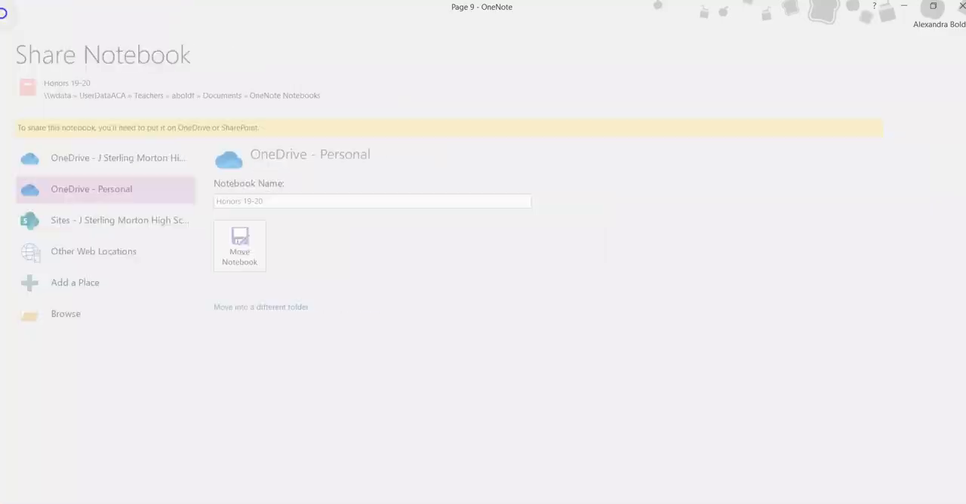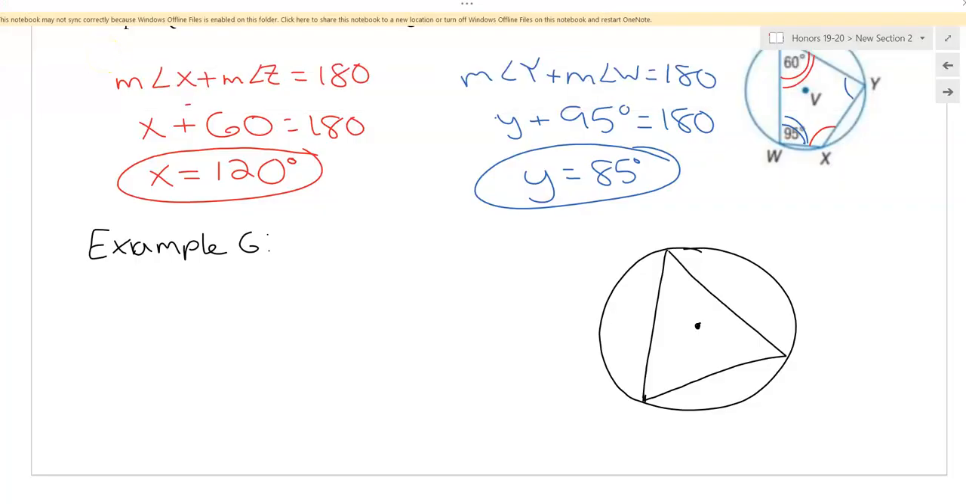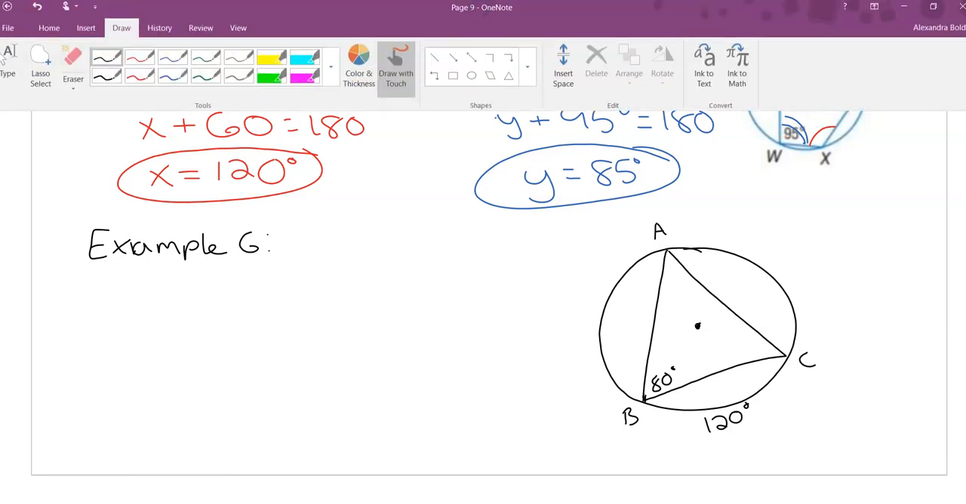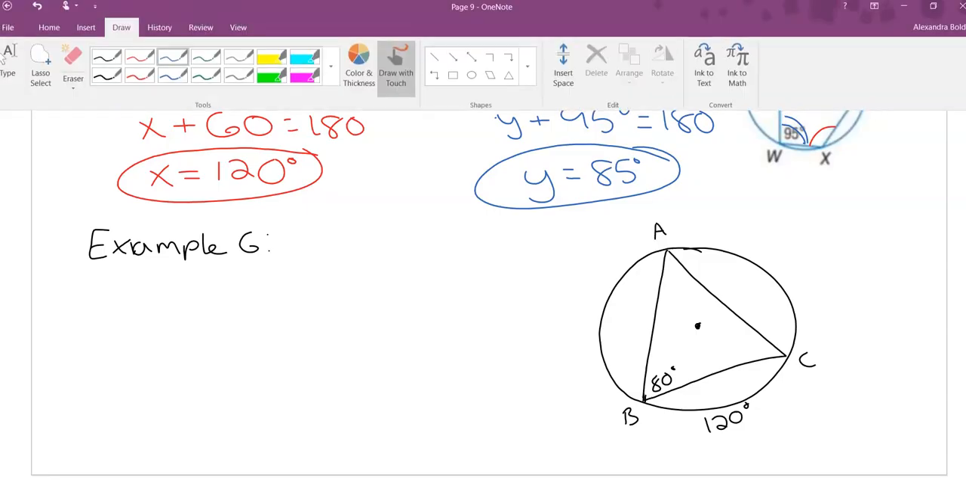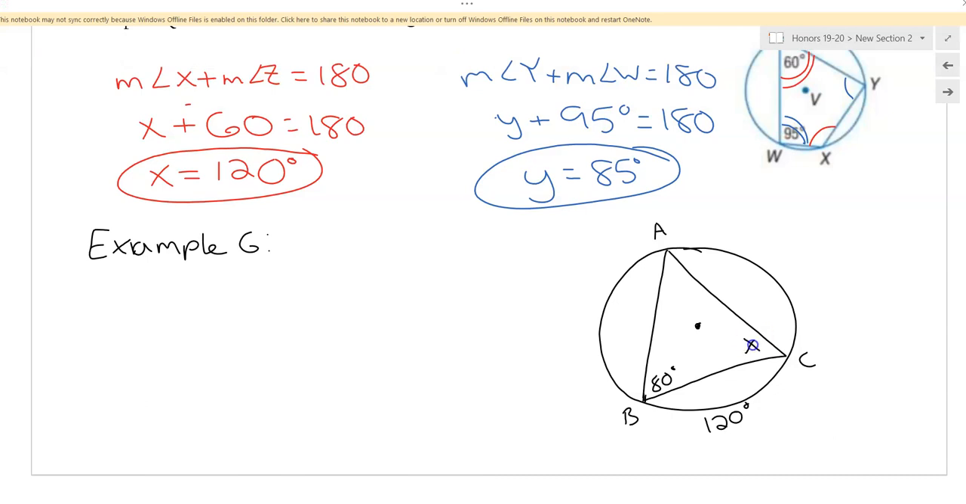So this, we say A, B, and C. Okay, so angle B is going to be 80 degrees. And arc BC will be 120 degrees. And then I want to figure out what, oh my gosh, sorry, angle C is. That's going to be my X. Okay.